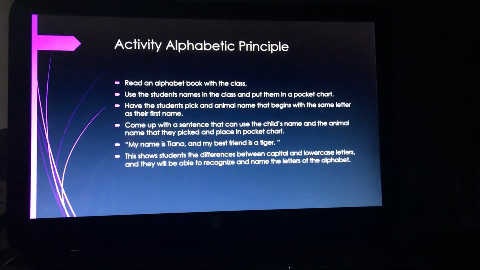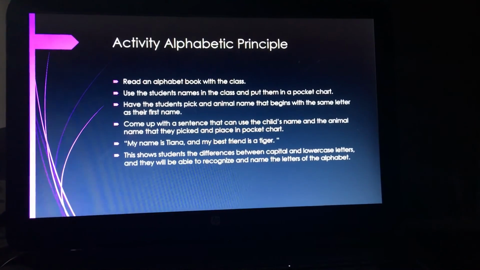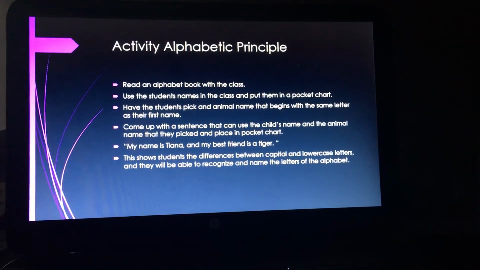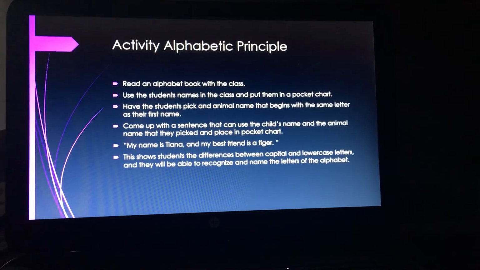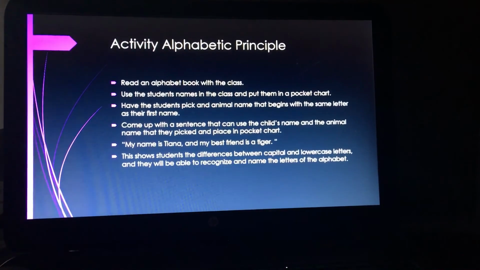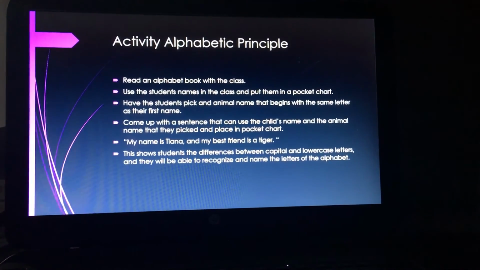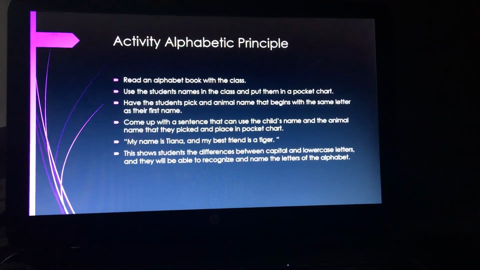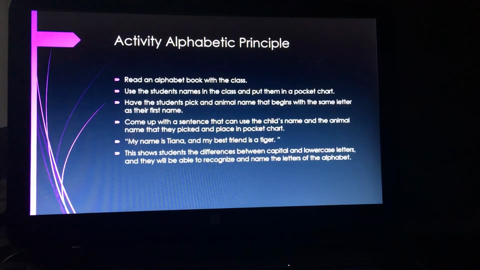What this activity does is it shows students the difference between capital and lowercase letters, and it will help them recognize and name the letters of the alphabet. And even though you pick the biggest part of the sentence, you're still giving the child the interactive writing part of having them choose an animal name that begins with the same letter as their first name.